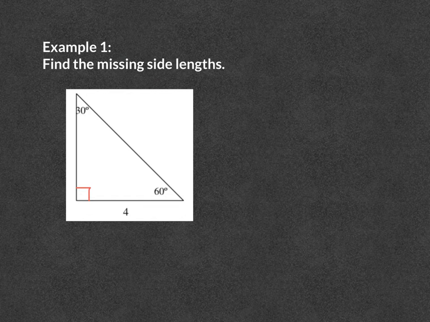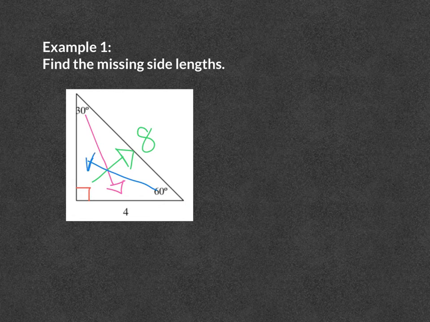Example number 1. Find the missing side lengths. So the side that I do know is the side across from the 30-degree angle, which is 4. So in order to find the hypotenuse, all I have to do is take 4 and multiply it by 2. So 4 times 2 will give me 8. Now in order to find the side across from the 60-degree angle, all I have to do is multiply 4 times root 3. So that will give me 4 root 3. So those would be the missing side lengths.